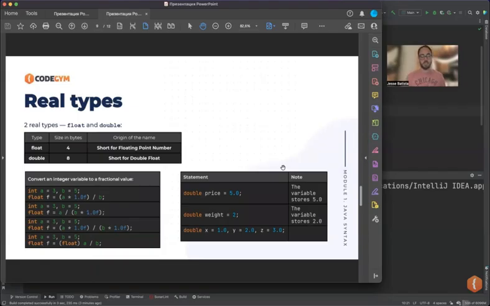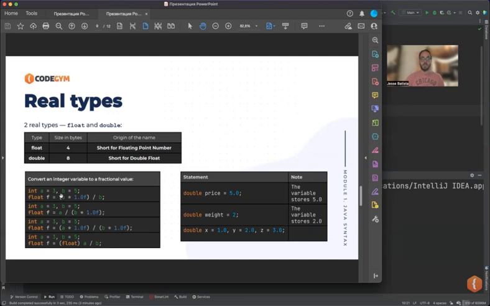And then our last slide here for today, we have the real types. So two real types. We have the floats and we have the doubles, and both of them are approximations. Okay, this is really important to remember. They represent floating point numbers, so they are approximations. So how can we convert an integer variable to a fractional value?